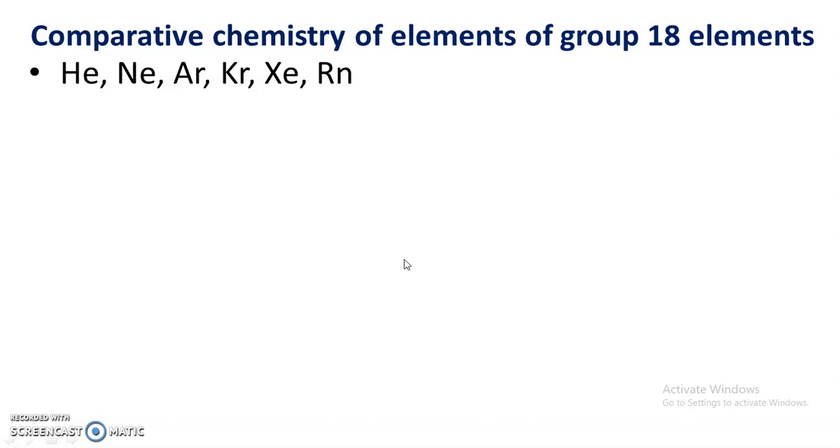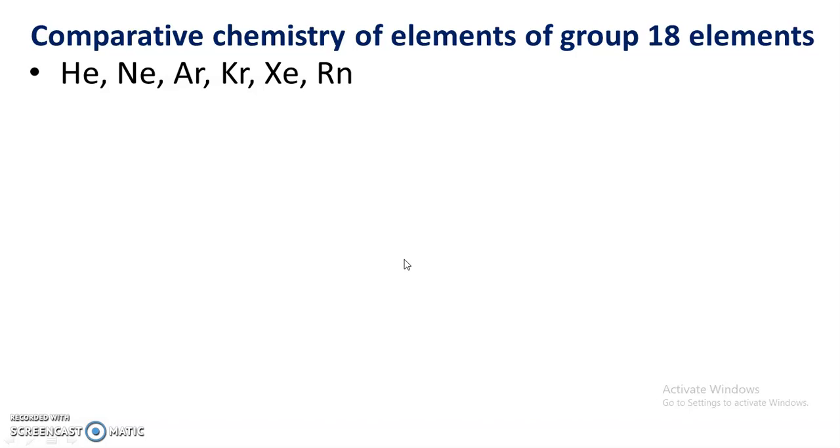These gases earlier were called rare gases or inert gases, but both the terms are nowadays not used. They were called rare gases because it was felt that they occur in nature in very minute quantities, and they were also called inert gases because their chemical reactivity was very less. They were chemically inert and therefore they were called inert gases.